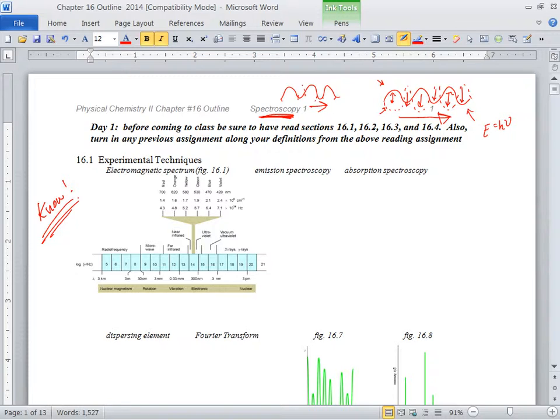Mel, which region of the electromagnetic spectrum is involved with Fourier transform infrared spectroscopy? What's the name of it? IR, infrared, right? Okay, according to this thing, infrared's not even a choice. You have to say far infrared or near infrared, right? According to this thing? Right, that's fine. It's all infrared, though.